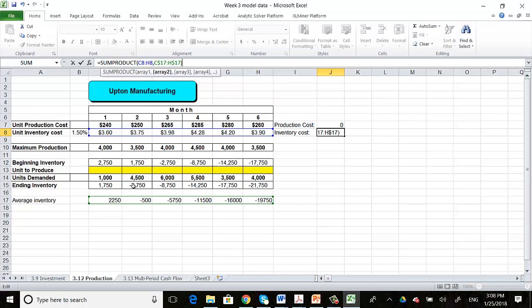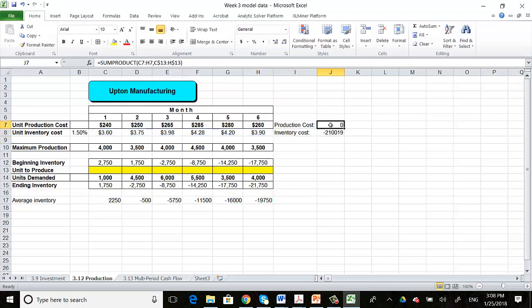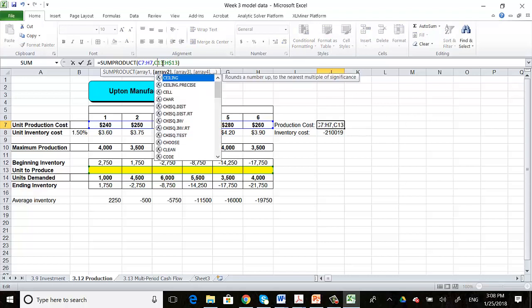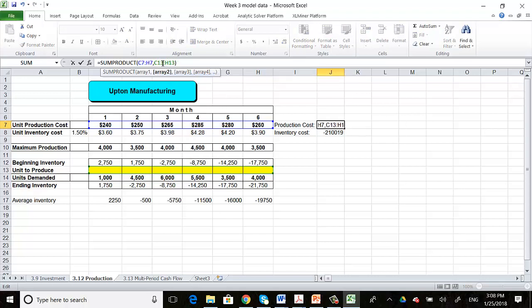Inventory cost. Here, I'm showing this one. The inventory unit cost and your average inventory. Sum product of these two. You don't need the dollar sign. Let me delete it. If I copy it here and I just move it here, so that's the inventory cost.